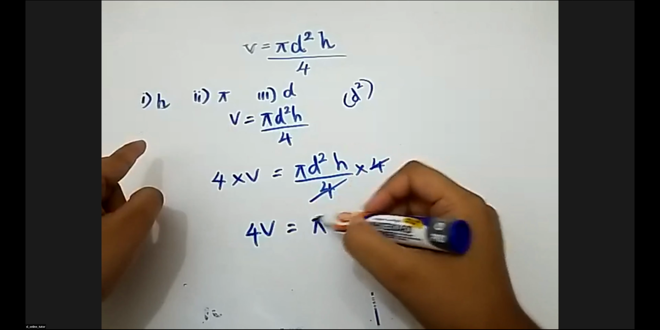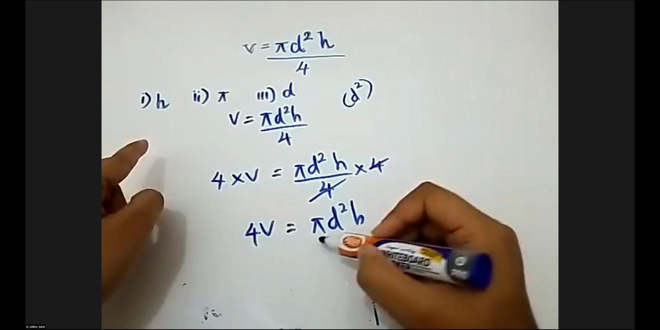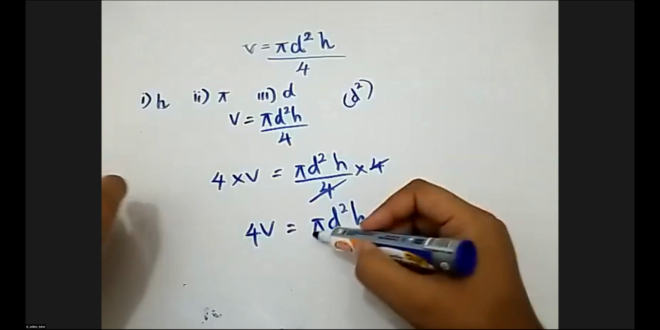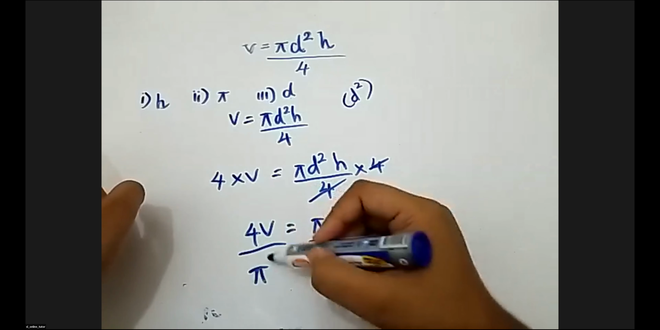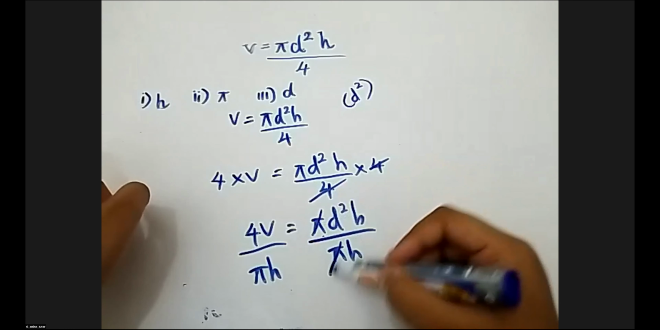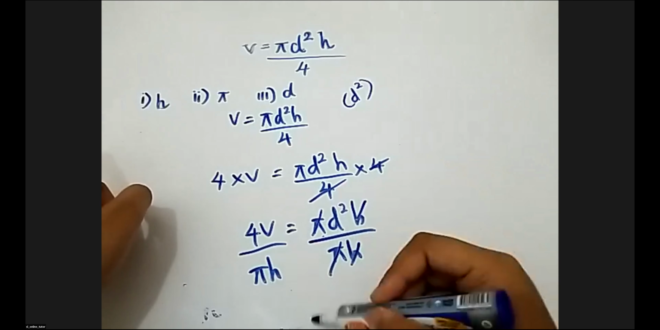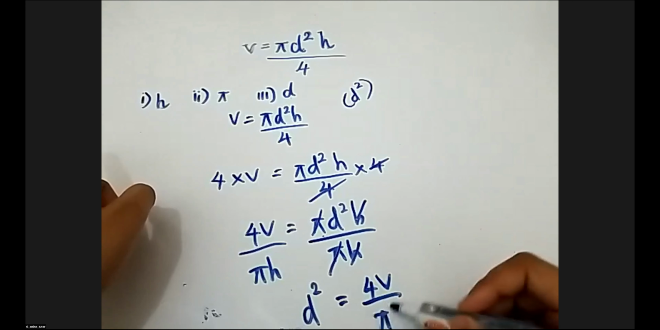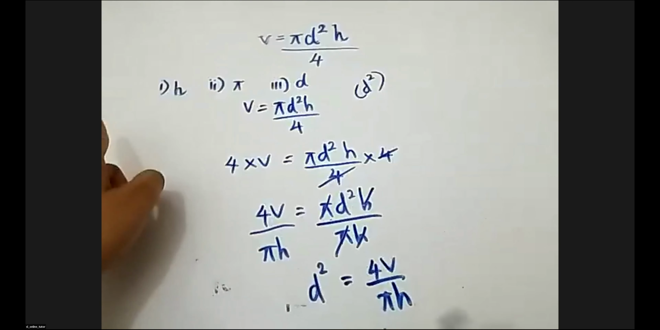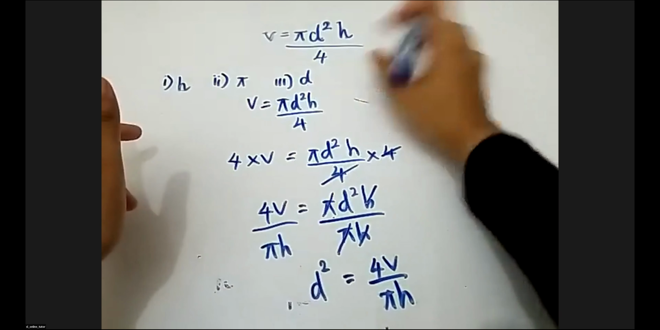Now I don't want pi and h. So they are connected by multiplication. So then I can remove both sides by dividing by pi and h. Now d squared is alone, 4v over pi h. But this is not your final answer. We need d for the final answer.